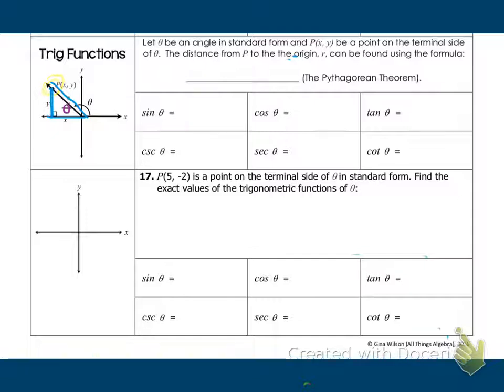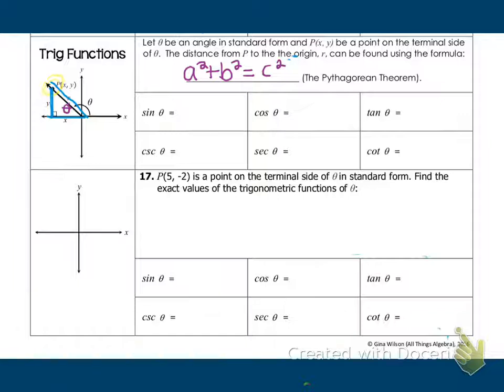So this turns out to be theta right there. And if we were able to find the length of the hypotenuse, which we could easily do using Pythagorean's theorem, a squared plus b squared equals c squared, we could find what they have labeled as r here, which is that hypotenuse. And the x and the y actually represent the two legs of the right triangle.